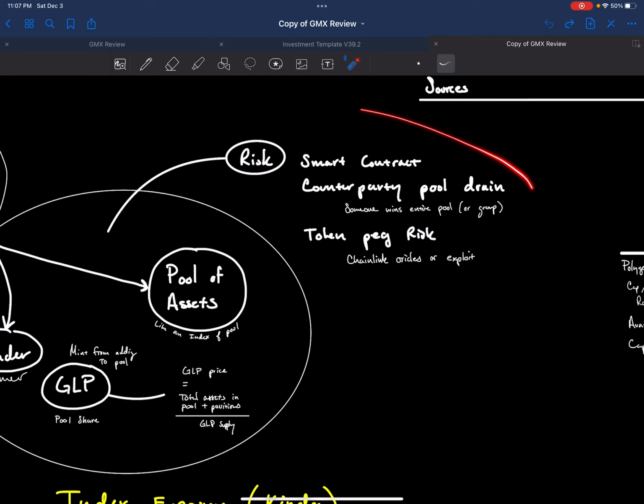Now here are the risks of this service provided. There's smart contract risk, that something goes wrong with the protocol. There's counterparty pool risk. There's a chance that someone wins the entire pool and wipes it out, making this go to zero. So there is that risk.